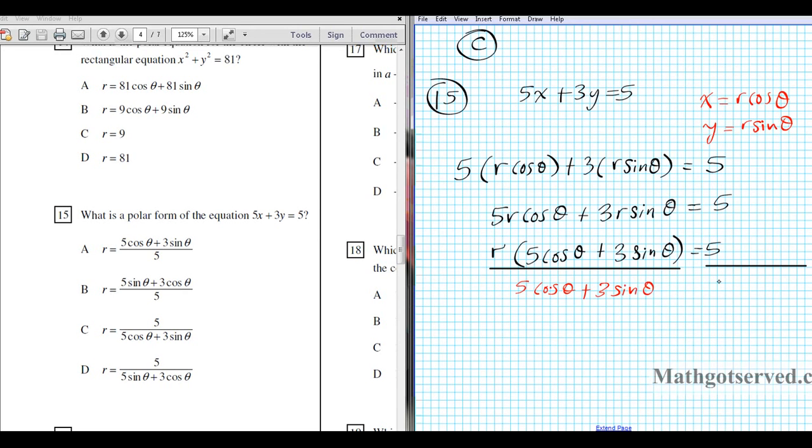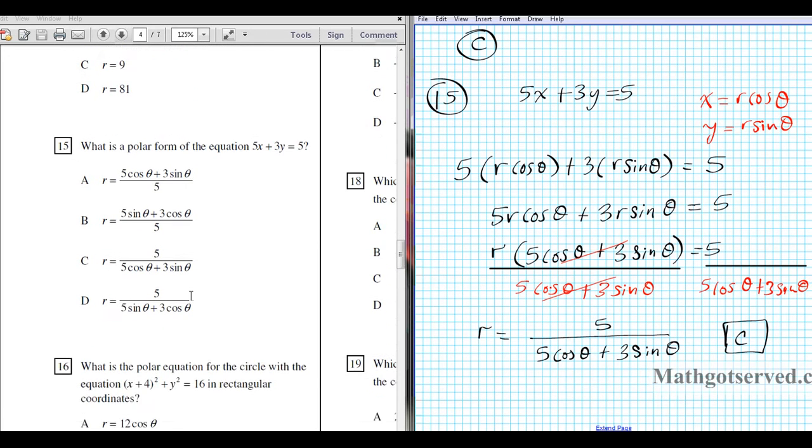We just want to get r isolated. That's why we're doing this division. 5 cosine theta plus 3 sine theta on both sides. This divides out. So we're going to have r equals 5 over 5 cosine theta plus 3 sine theta. So we can clearly see that our answer is option letter C. So that's our answer for number 15. All right, let's move along to question 16.